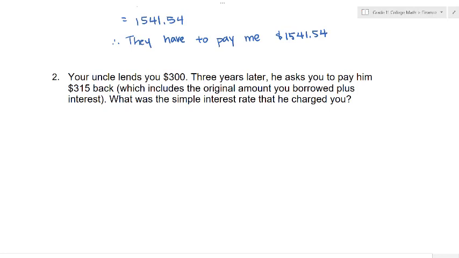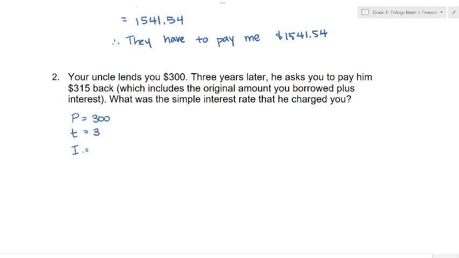All right, so let's write down everything that we know. He lends me $300, so that's the principal, that's the initial amount that I'm borrowing, 300. 3 years later, so this is the amount of time that's gone by, and it's already in years, so we don't need to change anything. He asks me to pay him $315 back, so that means that the interest is the additional amount of money I have to give him.